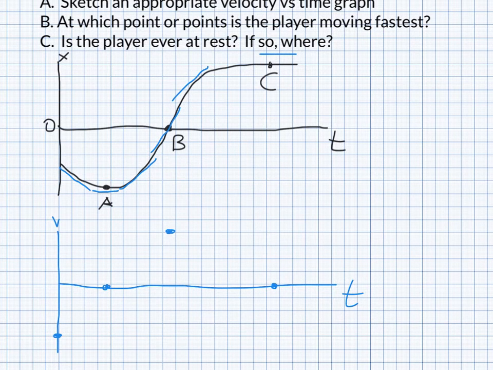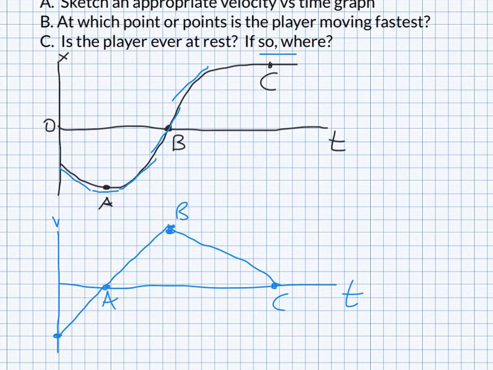So if I'm connecting these, this looks like I have an increasing velocity all the way up to point B. Let's draw point B right there. And then I have a decreasing velocity down to point C. And here's point A, and here's point B, and here's point C.